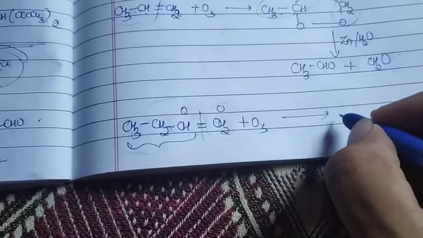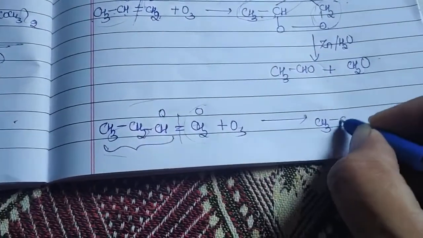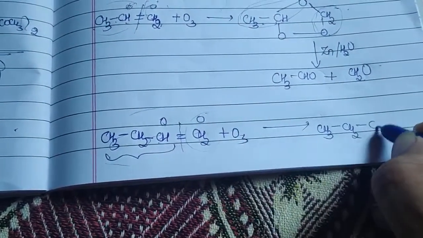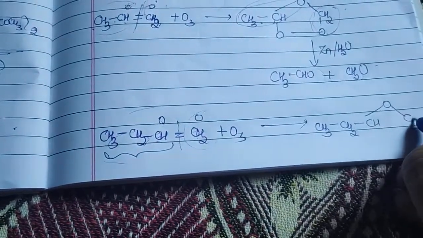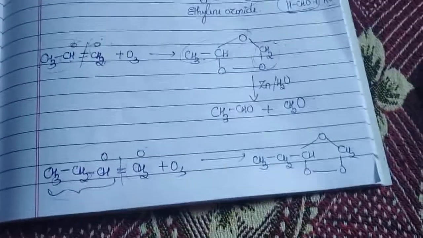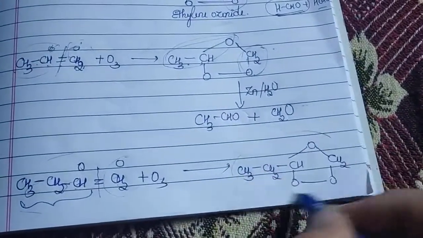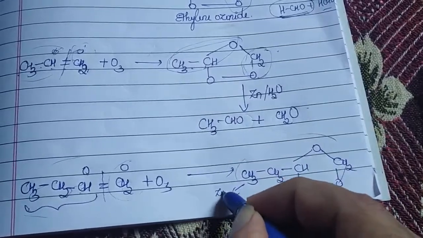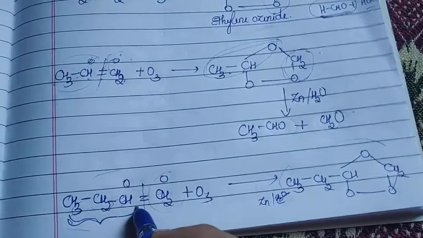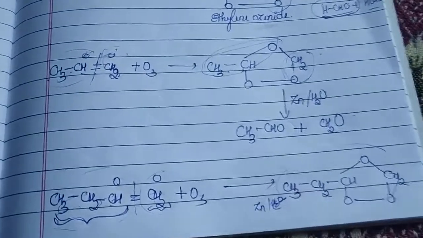If I write its ozonoid structure, how can I write it? CH3 is there, CH2 is there, and ozone is attacking only your doubly bonded carbon. So CH, here comes O, here comes CH2, here comes O, here comes O. This is our ozonoid structure, which upon treating in the presence of zinc in water, we will get our respective propanal and formaldehyde.